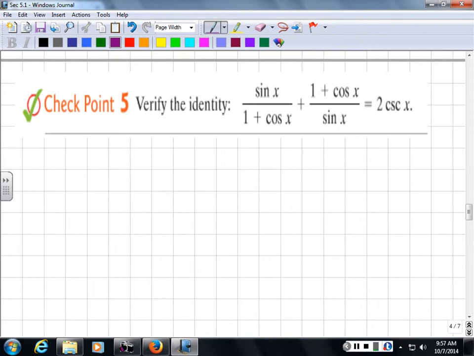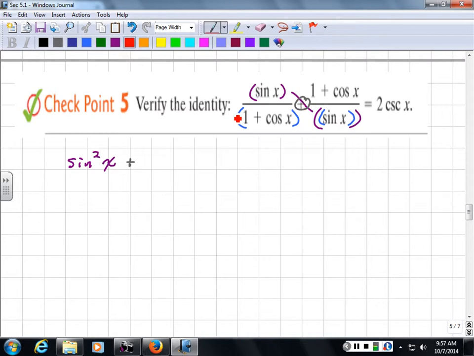Get them common denominators. Find a common denominator between the two fractions. And what's the common denominator going to be? It's going to be this times that. And very simply stated, if I take this right here and multiply it by that right there, I'm going to get sine squared x. Then I've got this plus sign right here, and I'm going to put the plus sign right there.